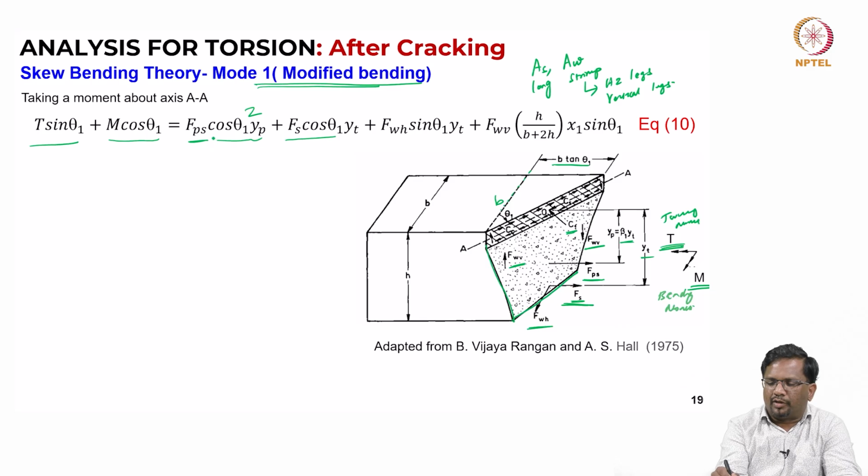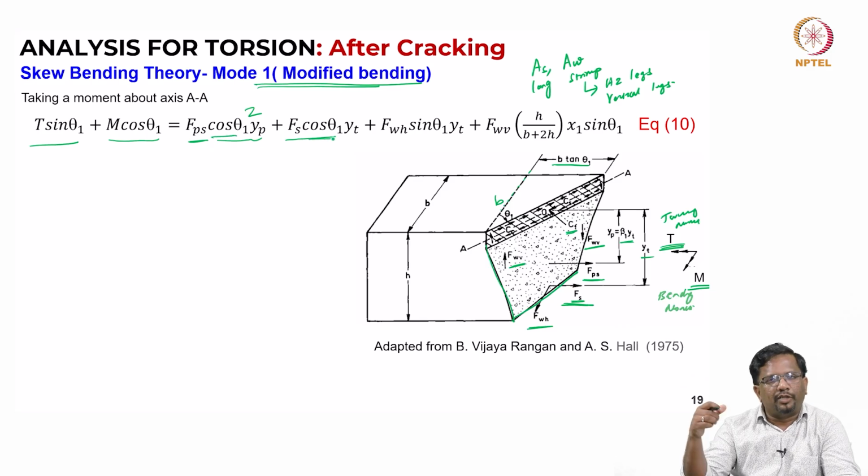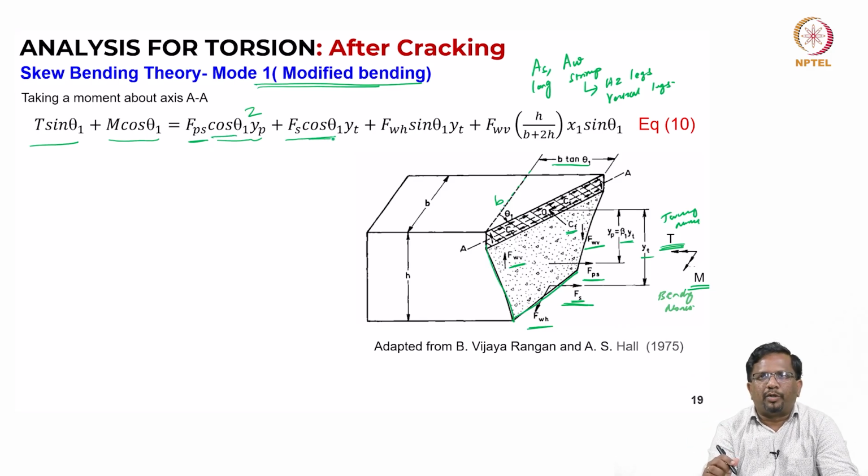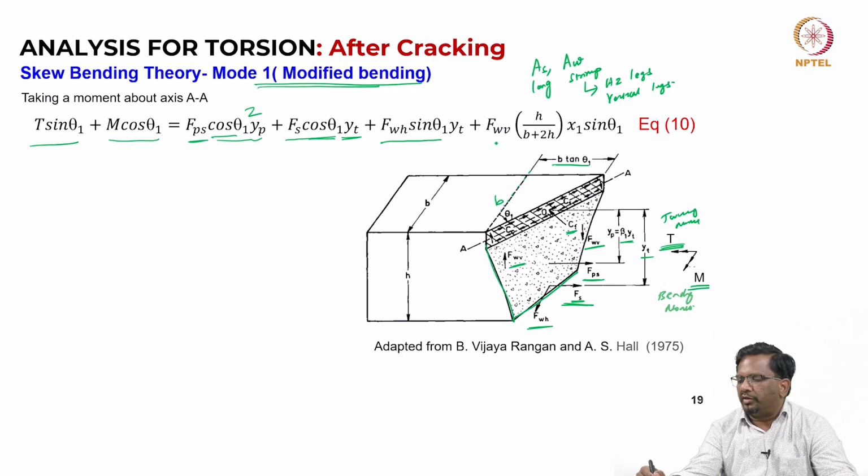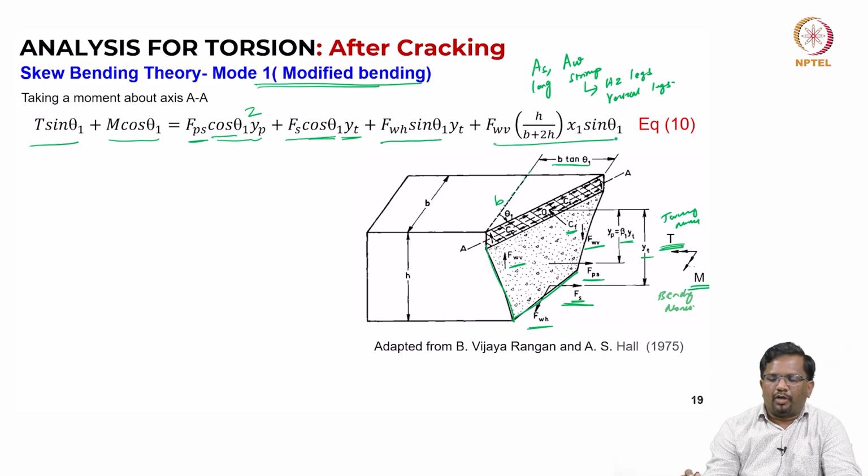That is the reason cos theta 1 and cos theta 1 are coming. These are the components perpendicular to this surface, right, and Yt is the lever arm. Similarly, for stirrups as well, this is the horizontal component, this is the vertical component. Now, when you do all of them, it should be equal to the moment created by the twisting moment and the flexural moment.